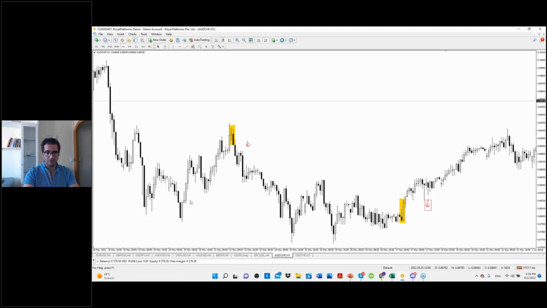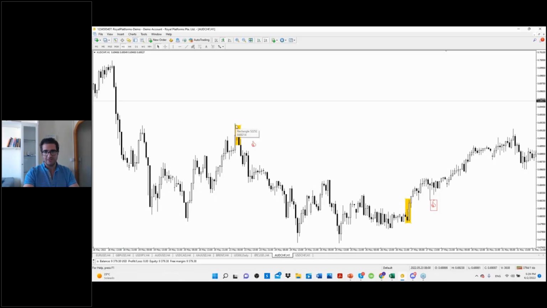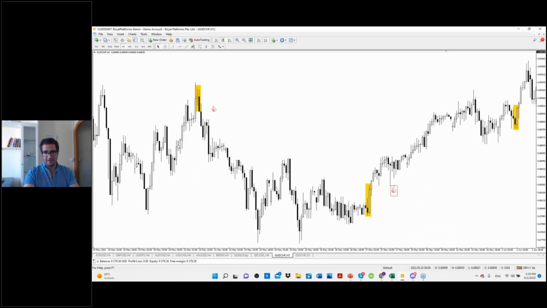You can see that the market was moving to the upside. We have higher highs and higher lows. Then the market posted a bearish engulfing pattern. You can see that the bearish bar is much bigger than the bullish one if we look at the body, and then we have a reversal. The market moved to the downside.